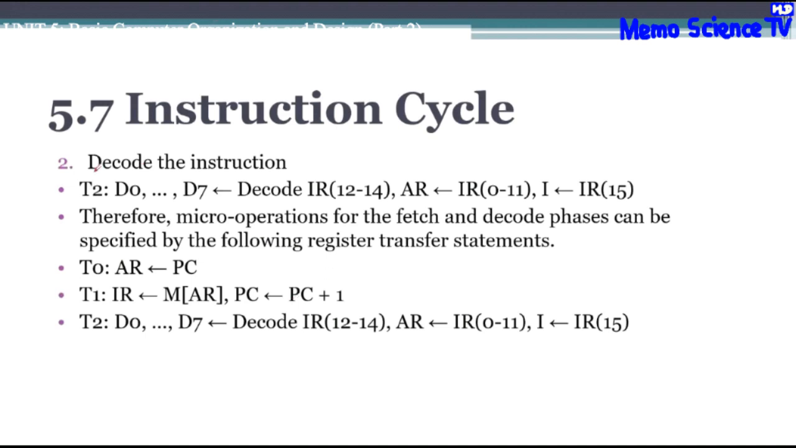The second title: decode the instruction. At T2, the instruction register is decoded into D0 through D7. Therefore, the microoperations for the fetch and decode phases can be specified by the following register transfer statements.